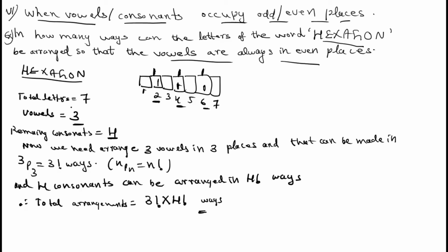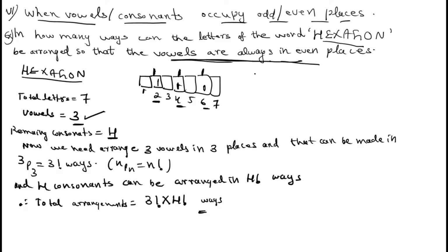Okay, here see, the question is not that 3 vowels occur together. Here we can't treat vowels as a single unit. Here the question is, vowels are always in even places. You need to place vowels in even places only. If your question is vowels are always together, then only you can treat vowels as a single unit. Clear with the difference?